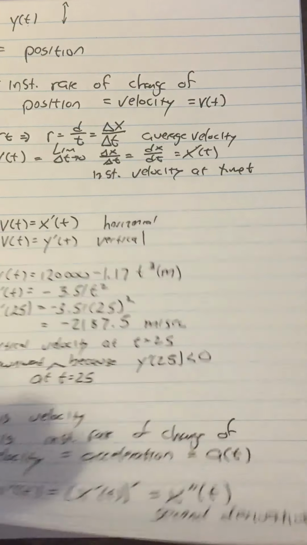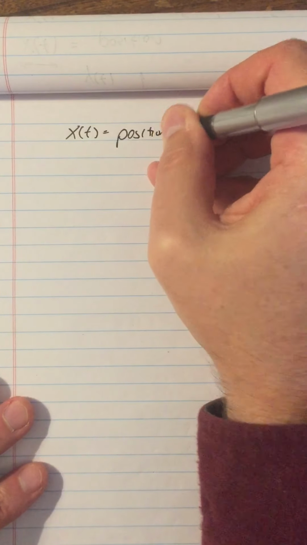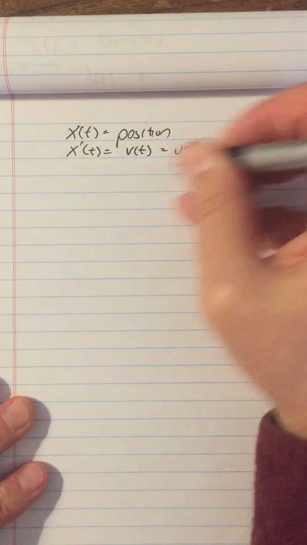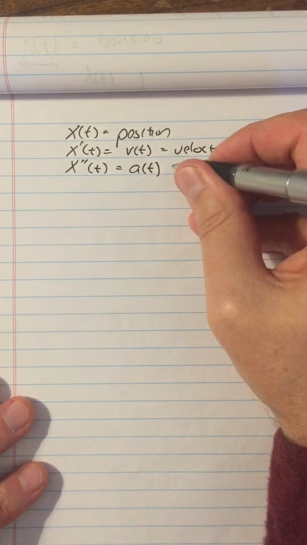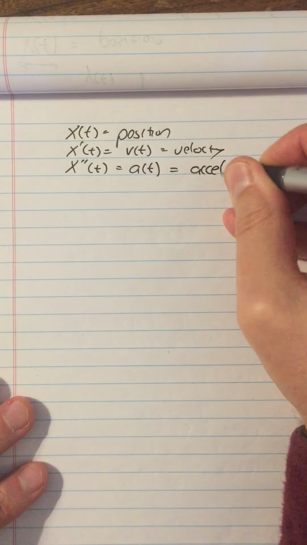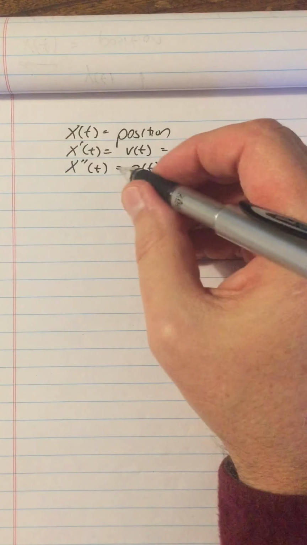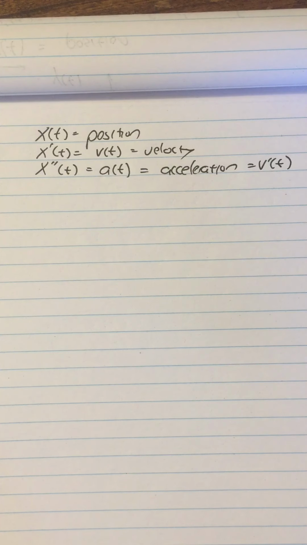So here's a summary that we can make about position, velocity, and acceleration. If x of t equals position, then x prime of t equals v of t is velocity, and x double prime of t is equal to acceleration. And so you can also say that this is equal to v prime of t. So there's a relationship between position, velocity, and acceleration. We can say a great deal more about that in our next video.